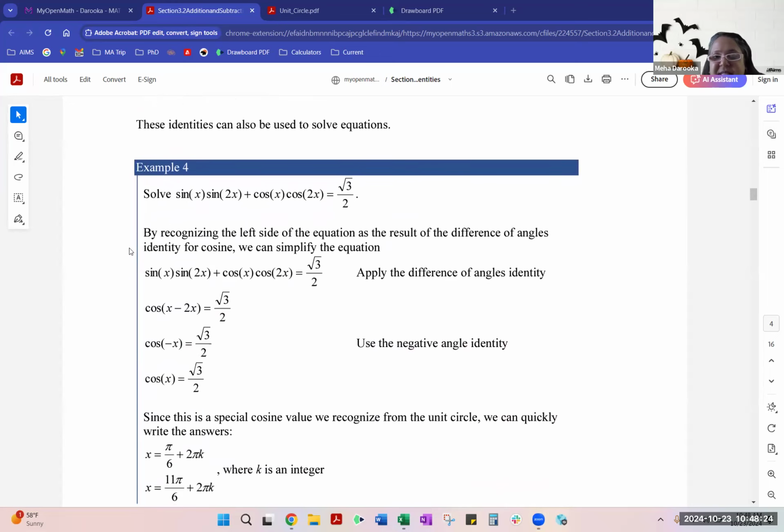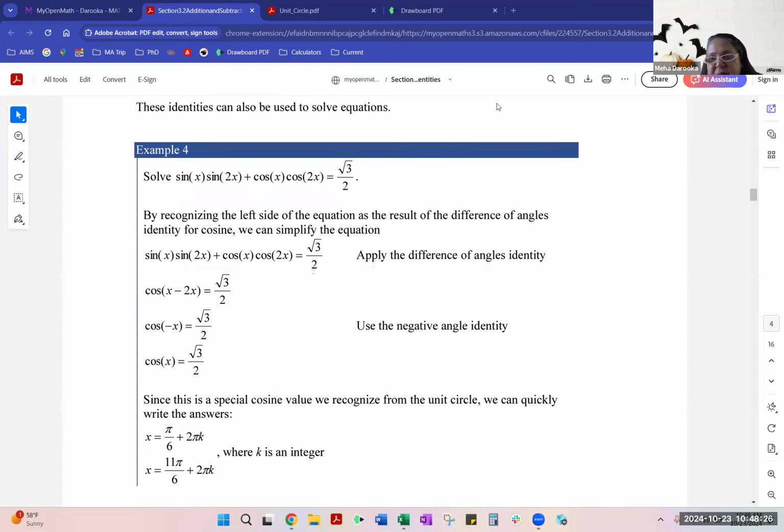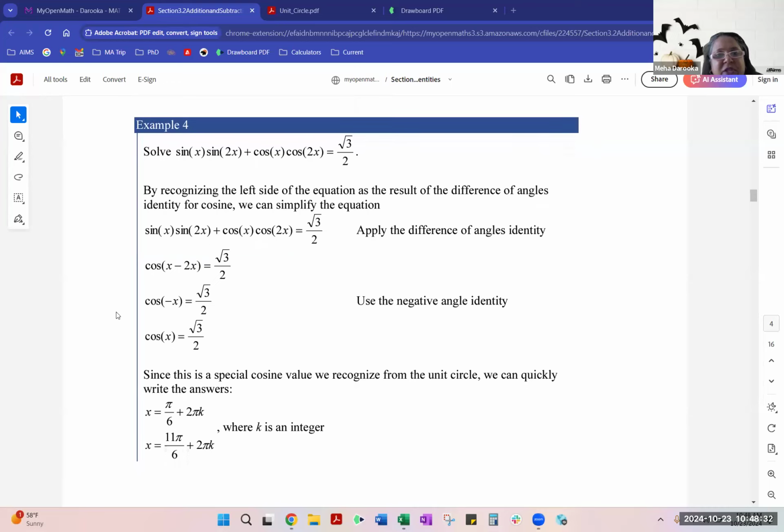Now, you can also use these to solve equations, which is what we did in the previous section, right? We were talking about how we can solve some of these more complex equations. So let's take a look at this guy over here. You have sine of x times sine of 2x, and then you have cosine of x times cosine of 2x, and we're setting it equal to square root of 3 over 2.